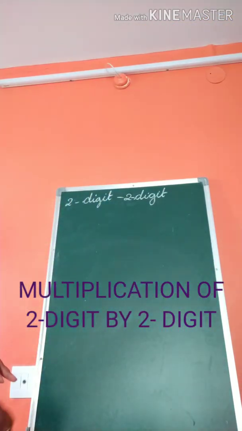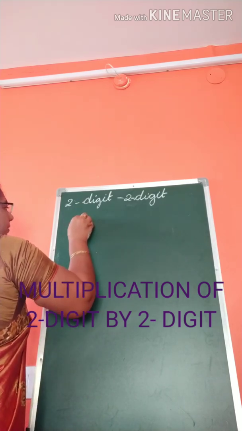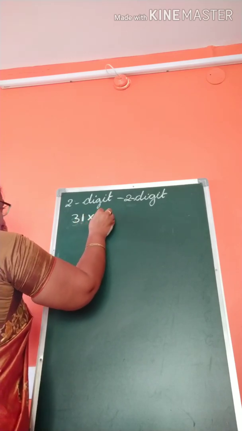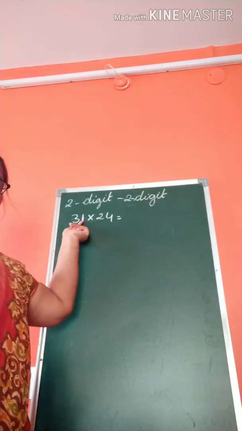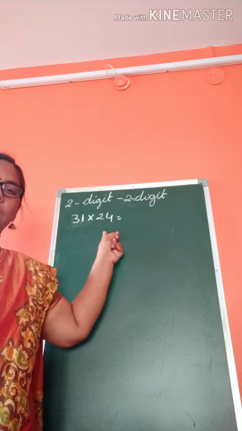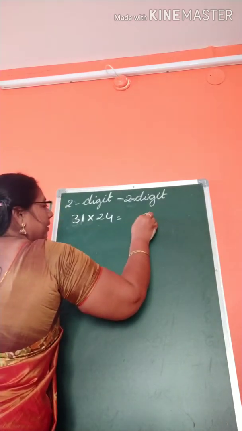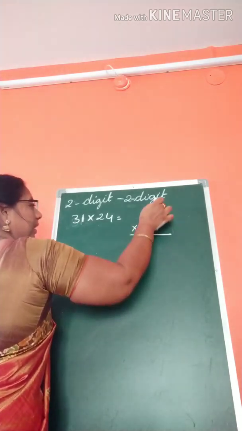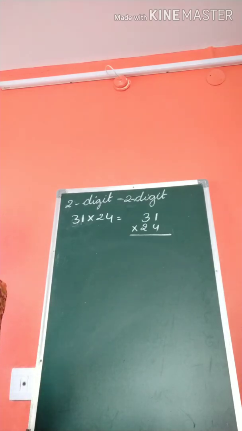Okay, children. Now let us take the number 31. 31 multiplied by 24. What are the two numbers here, children? 31 multiplied by 24. Here see, 31 has 2 digits and 24 also has 2 digits. Now write it. 31 into 24. Already we know that 1 is in the ones place and 3 is in the tens place.